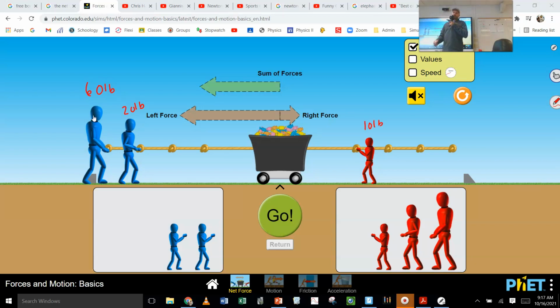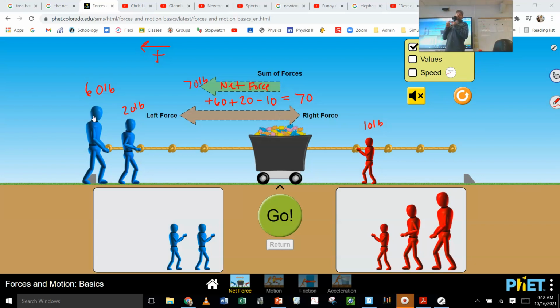So the net force is the sum of all the forces. The net force in this case is going to be 60 plus, well, first of all, I have to define which direction I want to be positive. I'm going to make to the left positive, so that would be a positive 60 plus a positive 20, and that's a negative 10. You could think of it as 60 plus 20 minus 10, but 60 plus 20 is 80. 80 minus 10 is 70. So this net force equals 70 pounds.